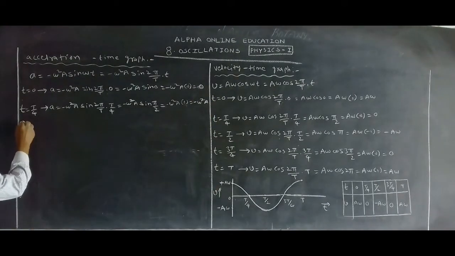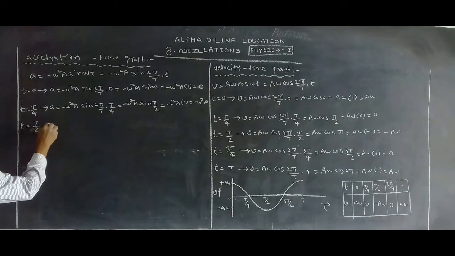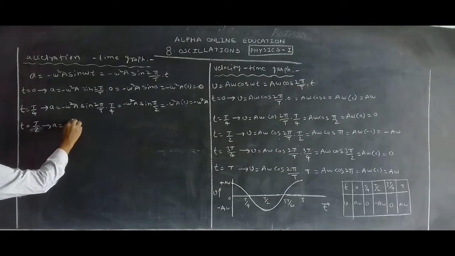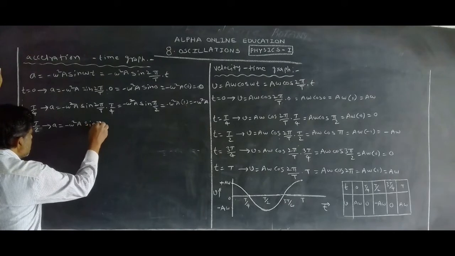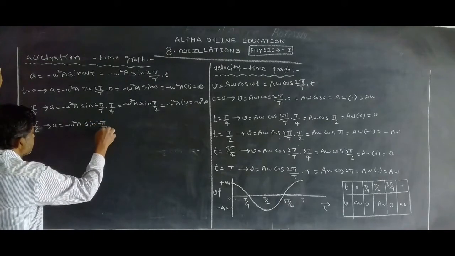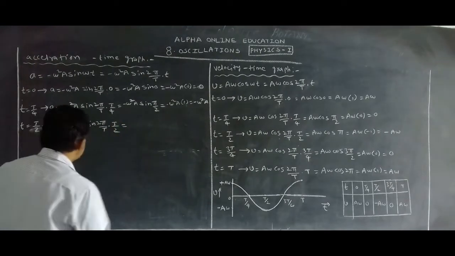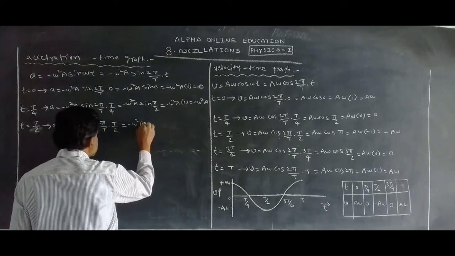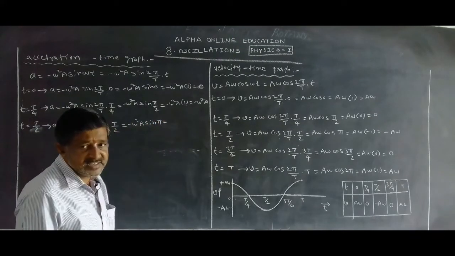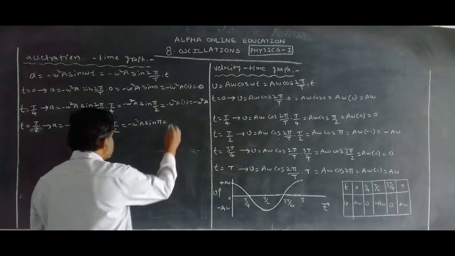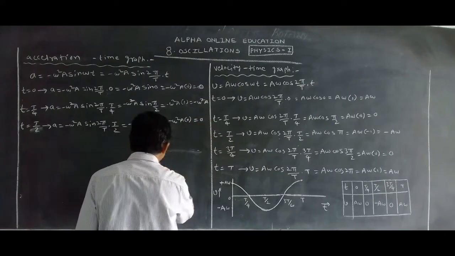And the third step, what you want to take? Half of the time period or 50% of the time period. Now substitute that in the place of t: T by 2. T cancels, 2 cancels, minus omega square a sin pi. Sin pi means sin 180. Sin 180 is how much? 0. Answer is 0.